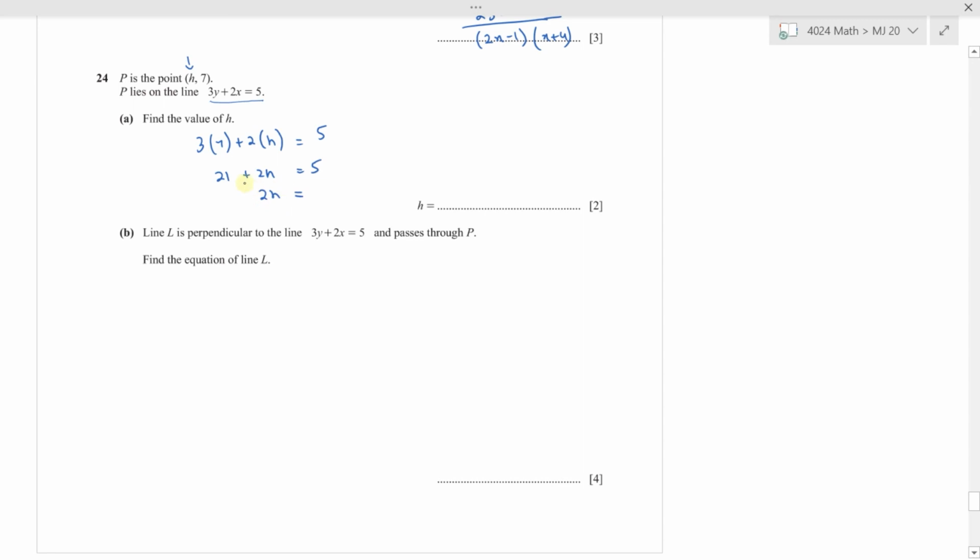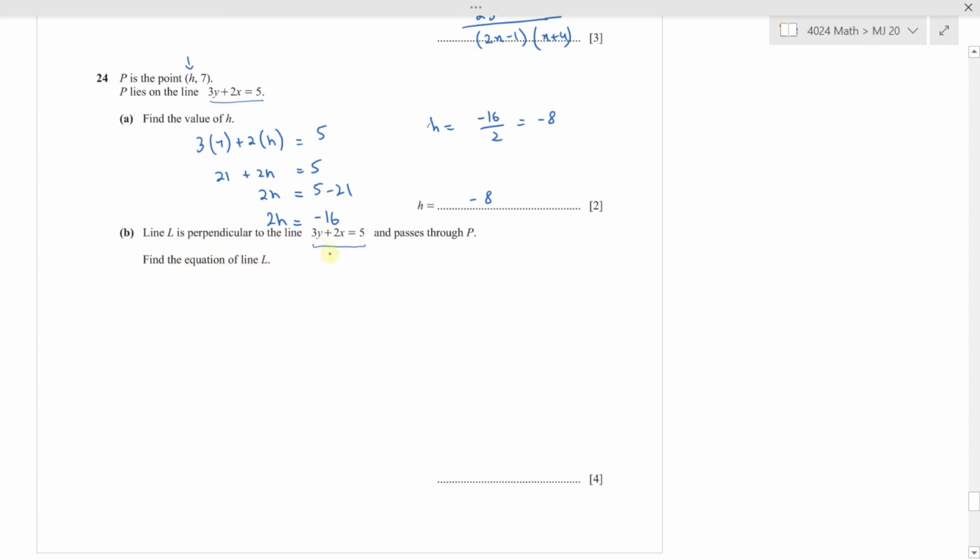2h will be equal to 5 minus 21, which is minus 16. So h will be minus 16 divided by 2, which is minus 8. So minus 8 will be your answer. Part B is line L is perpendicular to this line and passes through P. Find the equation of line L. So we have to find the equation of line L.